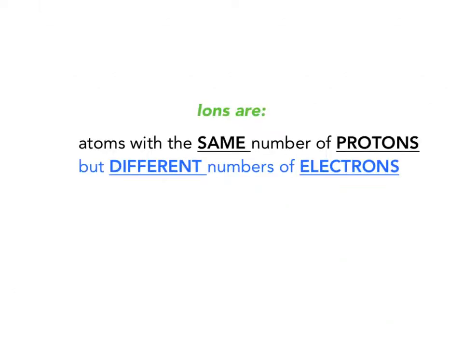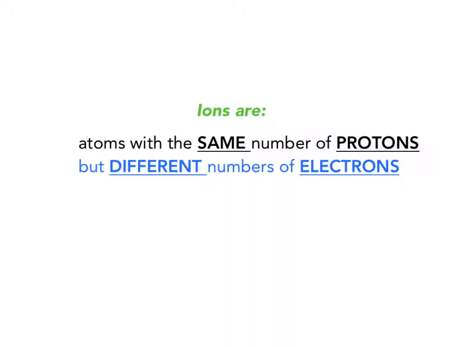This video is on ions. Ions are atoms with the same numbers of protons, but different numbers of electrons. Not all atoms form ions, but ions are fairly common amongst atoms and elements.